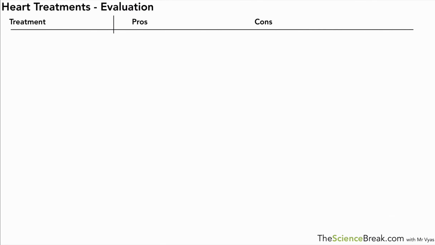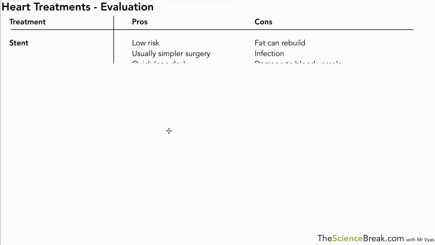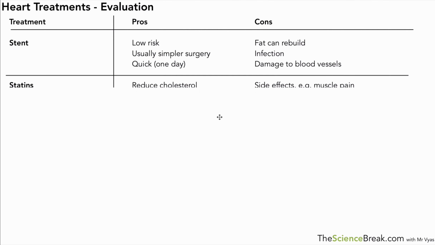What I'd like to do now is do a quick evaluation of the pros and cons of the different treatments that we've looked at. So in terms of the first one, that's the use of a stent. It's quite a low risk, simple surgery, can often be done in one day. A person can be in and out of hospital in one day. Problem is though, the fat can rebuild. Any surgery could have a possibility of infection, and there could be damage to blood vessels.